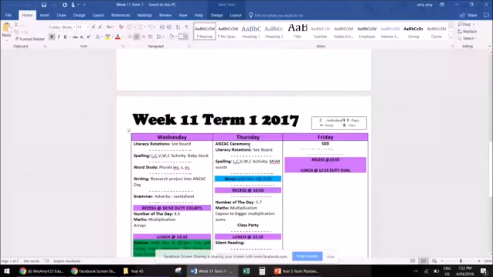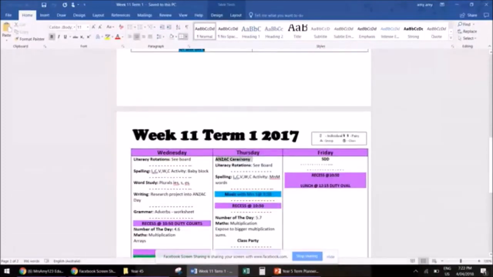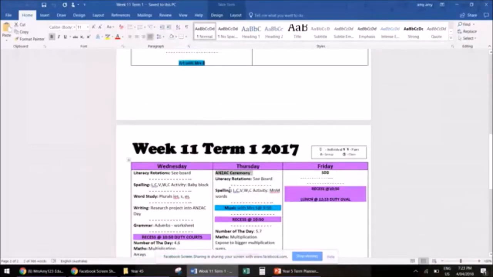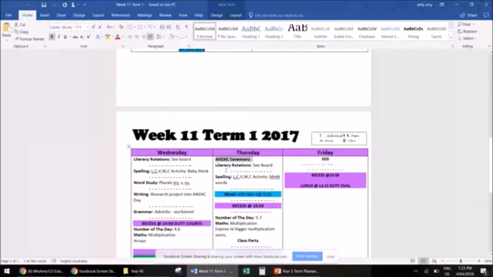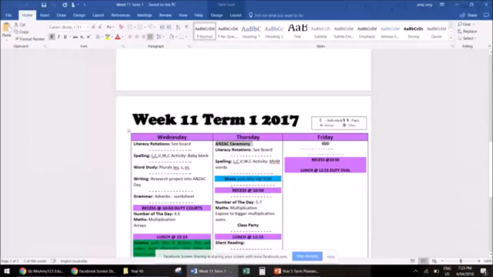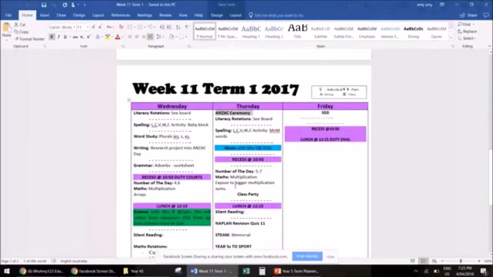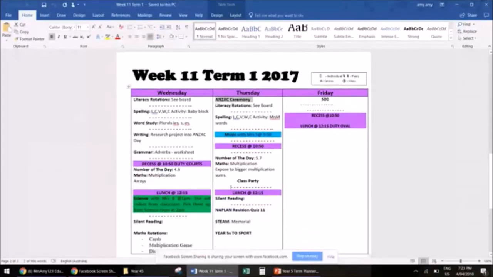And then I've come over here to Thursday. I've got the Anzac Day ceremony in the morning. I don't think we're going to have much time when we get back to the classroom, but I'm still going to leave this stuff in here. You never know. At least I'm planned for it. If I don't get it done, it's not a big deal. Then again, exposing the kids to the bigger multiplication sums here.